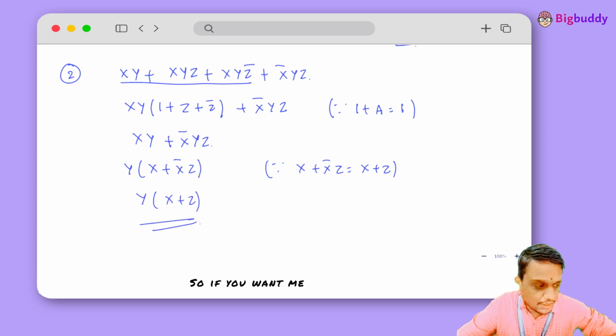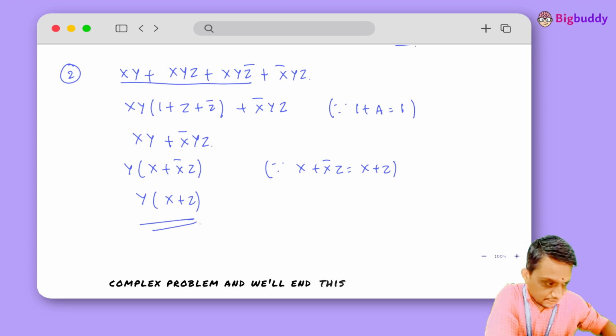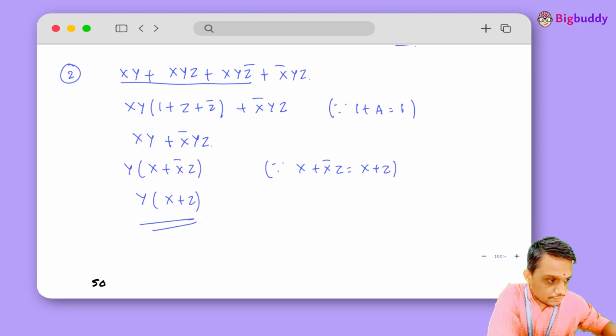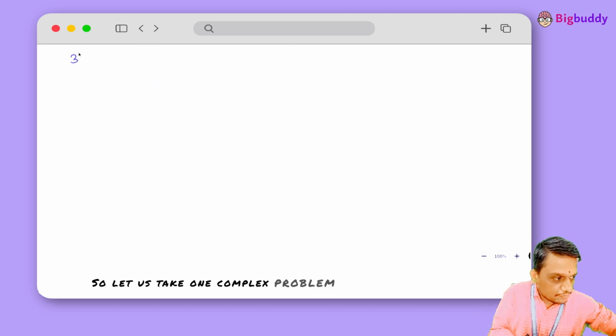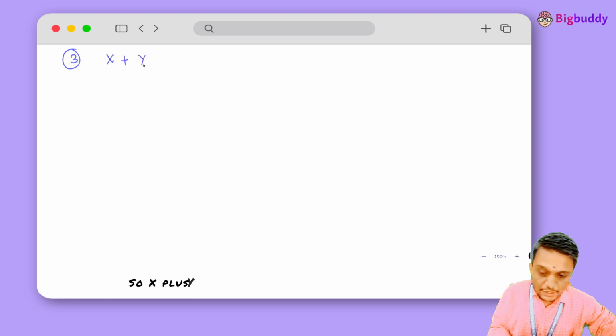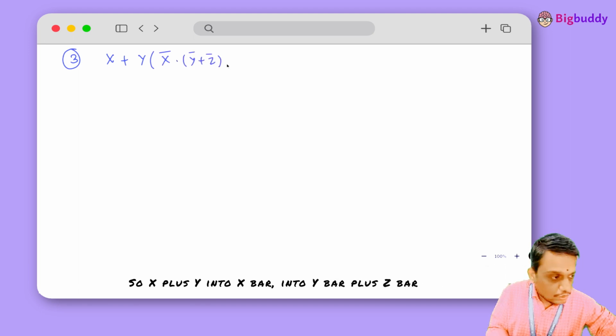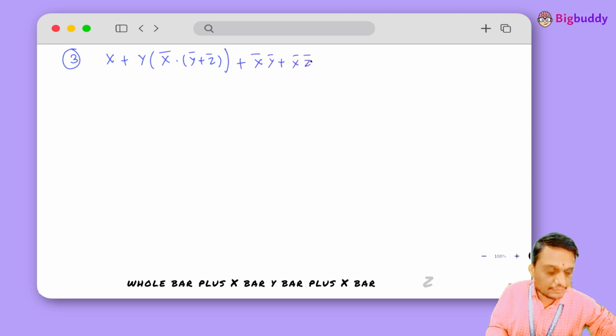Okay, so if you want me to take a much more complex problem, we'll take one complex problem and we'll end this session. Let us take one complex problem and try to solve it. So x plus y into (x bar into (y bar plus z bar)) whole bar plus x bar y bar plus x bar z bar.